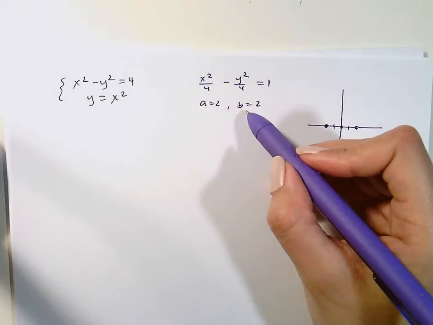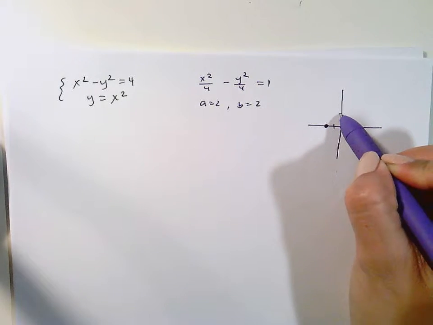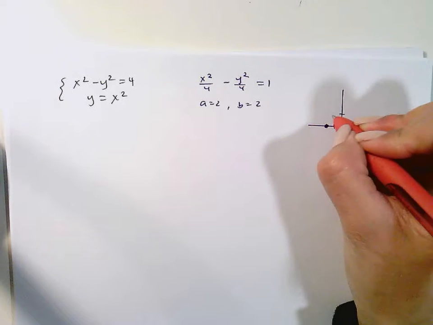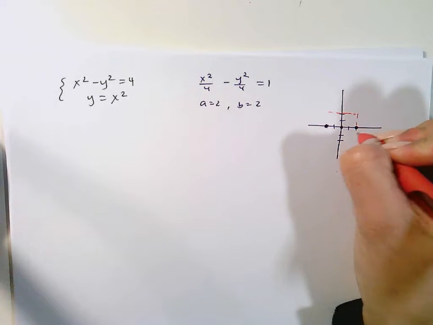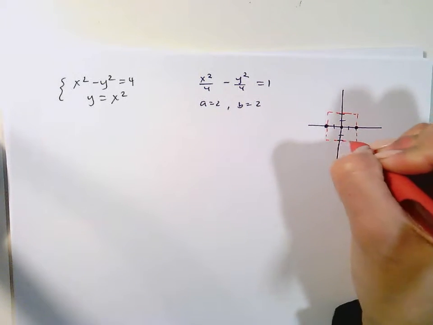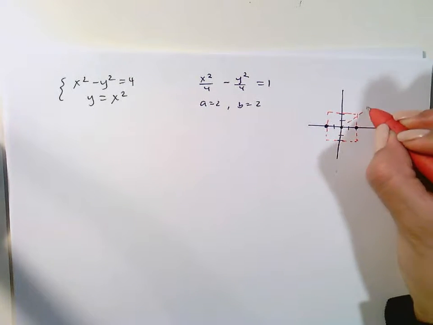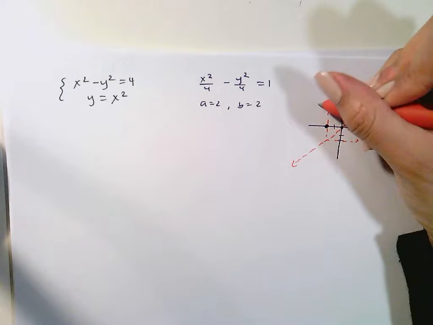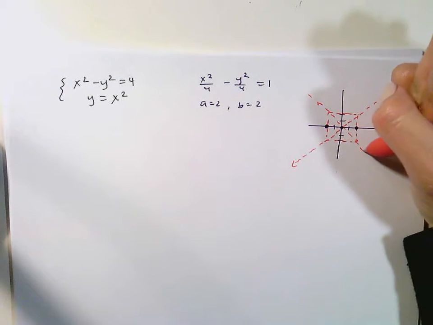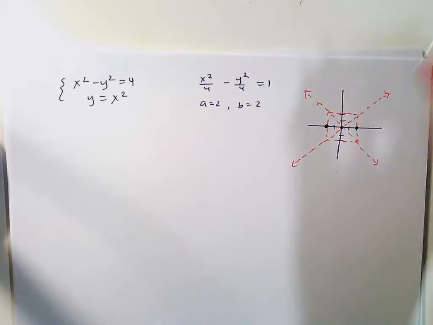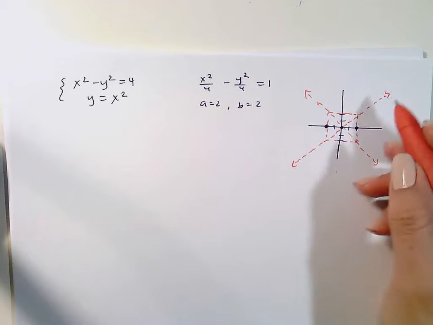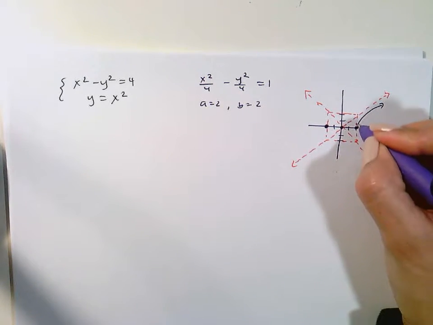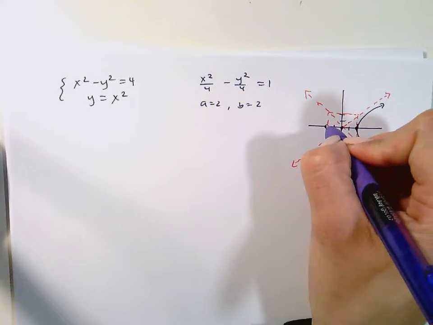If I use this b value, if I go 2 up and 2 down, it's going to give me the fundamental rectangle. So I can draw my box using a and also using b, and then draw the asymptotes through opposite corners of the rectangle, so through the diagonals and also through the center. This is going to help guide me to draw the hyperbola. So I'm going to draw it facing to the right and also facing left.